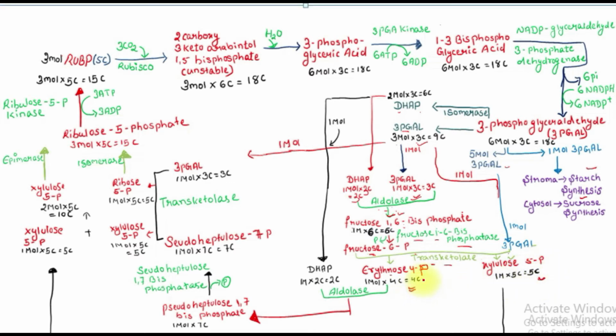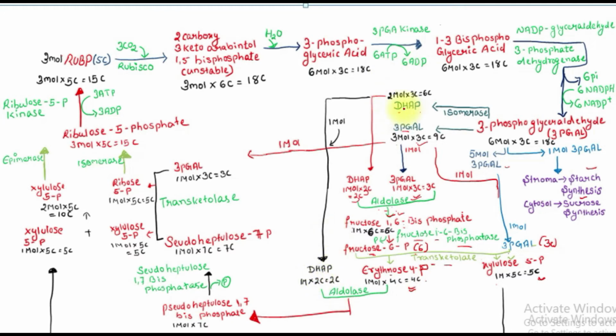compound. So we have here a total of 9-carbon containing compound in the split form. Okay, because we have utilized here 9 carbon, from fructose 6-phosphate we have utilized 6 carbon and from 3-PGAL we have utilized 3 carbon. Okay, so now this erythrose 4-phosphate will be combined with DHAP.